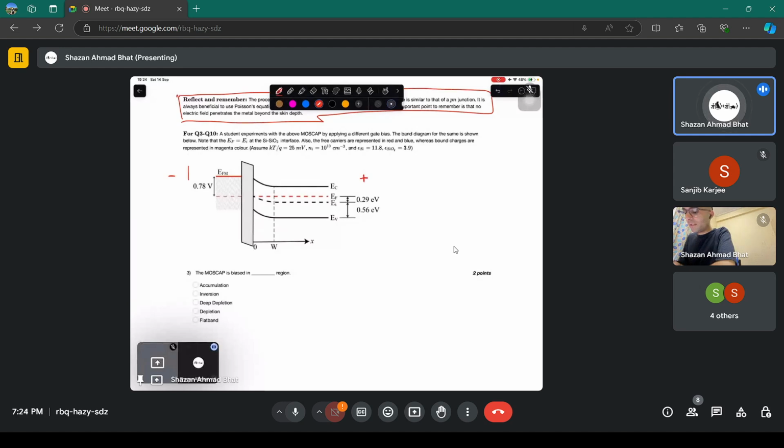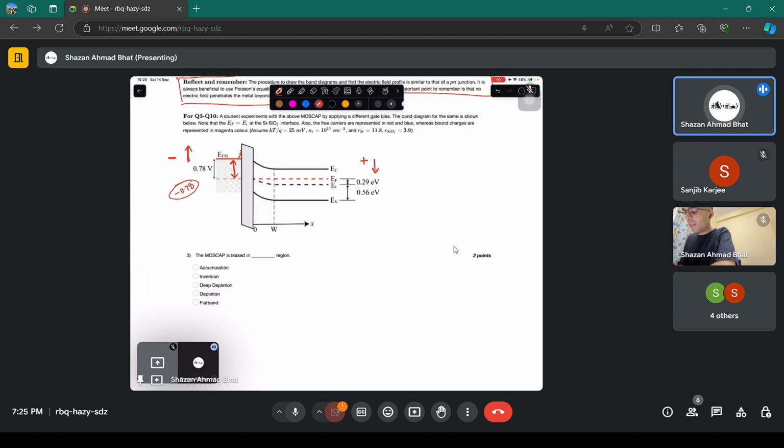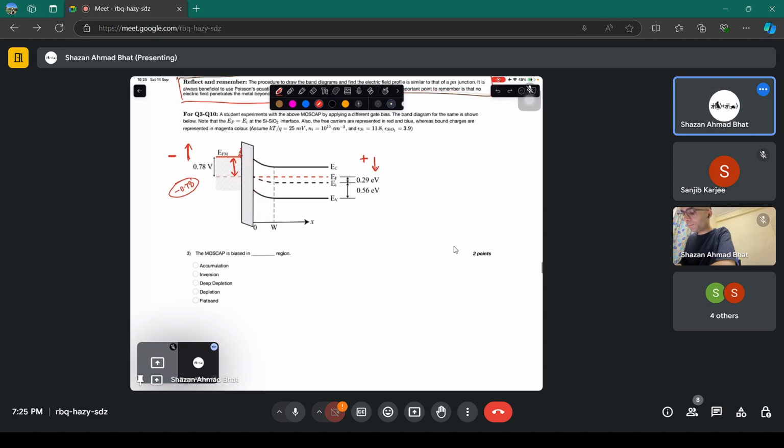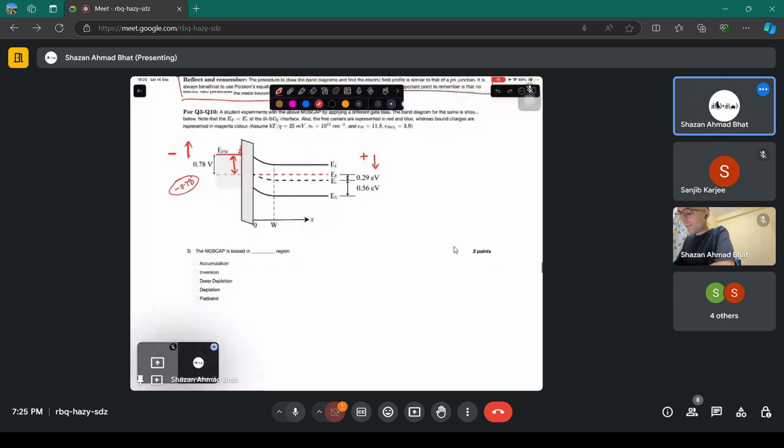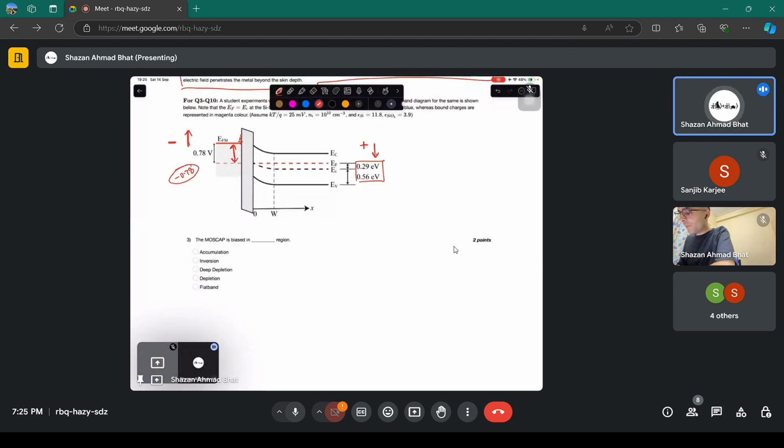Because negative voltage raises the electrostatic potential energy of electrons, that is indicated by the Fermi level, and positive lowers it, indicated by the Fermi level. And this difference is the applied voltage. And note that the negative voltage is applied here. So it is basically minus 0.78 applied on the gate side. Okay, that means there are electrons here, and we are going to see what is going to happen at this interface. All right.